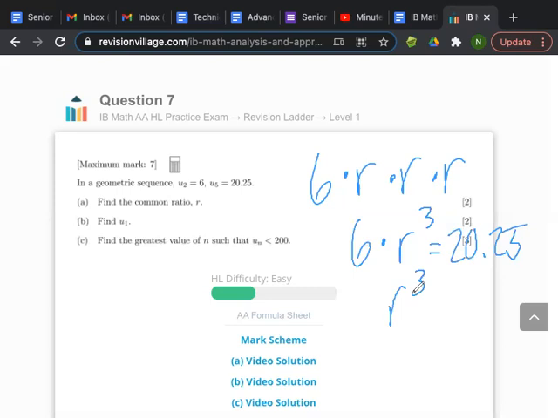I have a question. Maybe this might sound really dense of me, but what if you did 20.25 divided by 6 divided by 3? It's not divided by 3. It'd be the cube root, because it's R cubed, not 3R. R is 1.5.